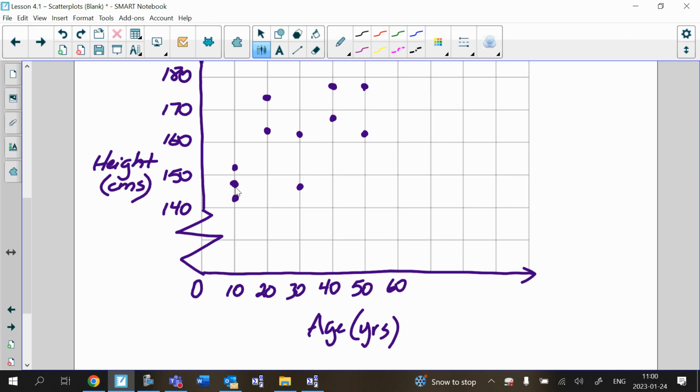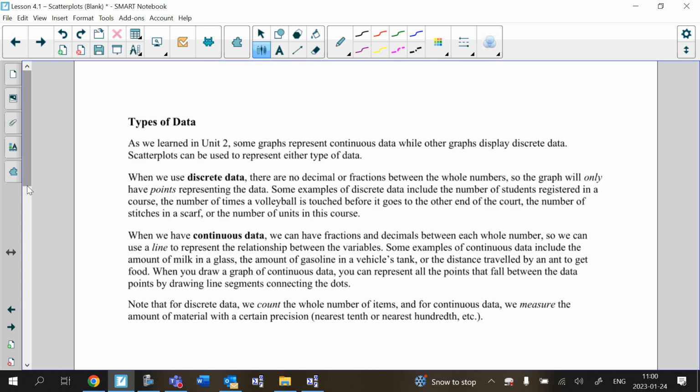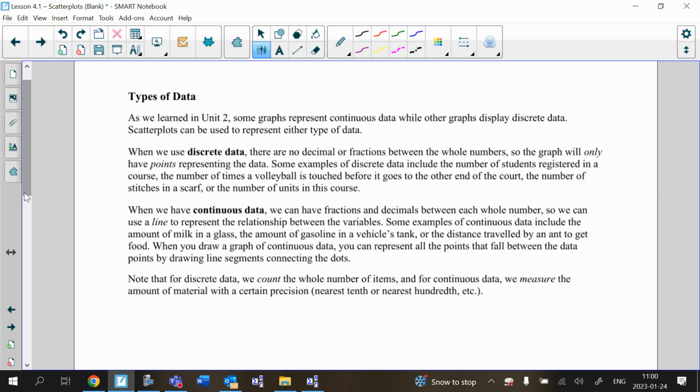Something to keep in mind, and we did this in Unit 2: how do we know when to connect points when we're doing a scatter plot? It's almost like you're turning it into a line graph. It depends on the type of data. Discrete data, we talked about before, are things that you can count, like people, objects. You don't have decimals or fractions. You can't have 1.6 of a person. You can't have 2.5 of a desk. So it's things that we can count.